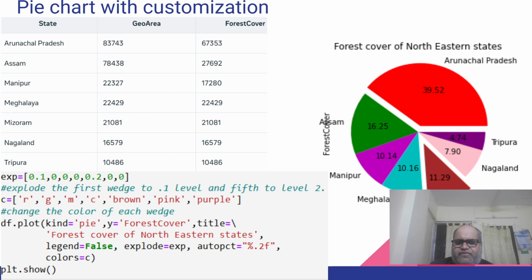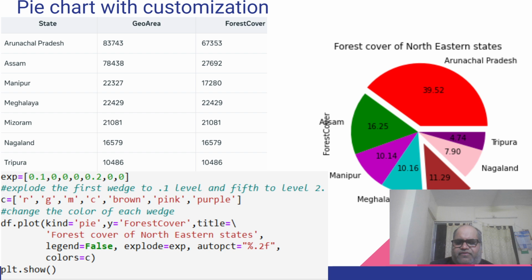And from there we are considering your state and forest cover, and on that plot we are saying kind is equal to pie. Then on the y-axis, the y label that we have set here is forest cover. The title we have set is forest cover of northeastern states, as you can see. Legend we have set as false, so that we don't see many of those unnecessarily.